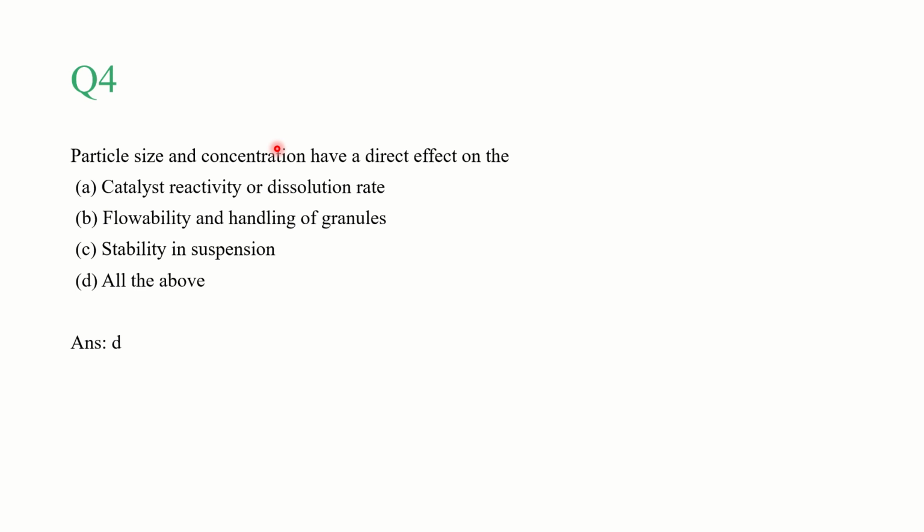For option B, it is given that flowability and handling of granules. For example, consider you are at a mining site. In the mining location, the particles, rocks or ores would be very large in size, and handling them would be kind of difficult, right? And also the flowability of those particles would be difficult. After they undergo the process of grinding or so, at that time the particle size and the concentration play a role, right? Because the flowability would be altered with the particle size decrease, and the handling would also be much easier for smaller particles compared to large particles.